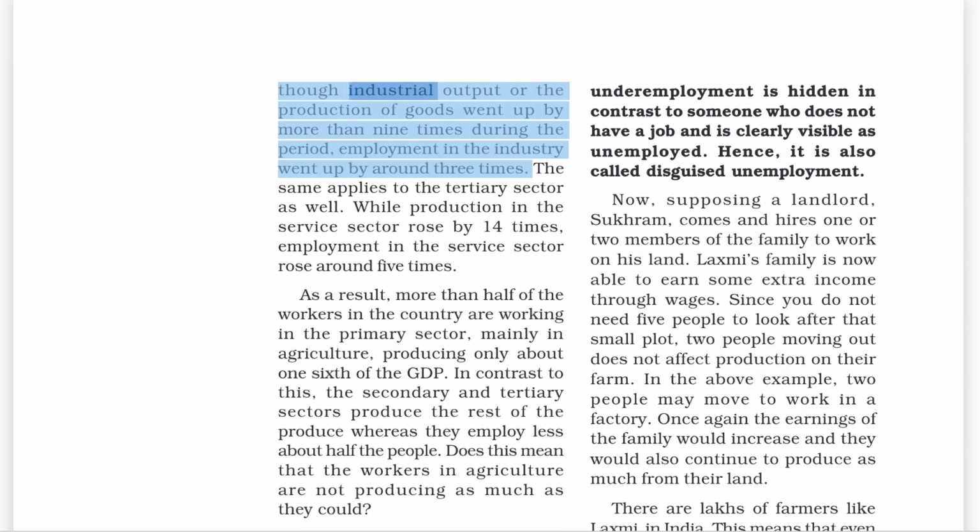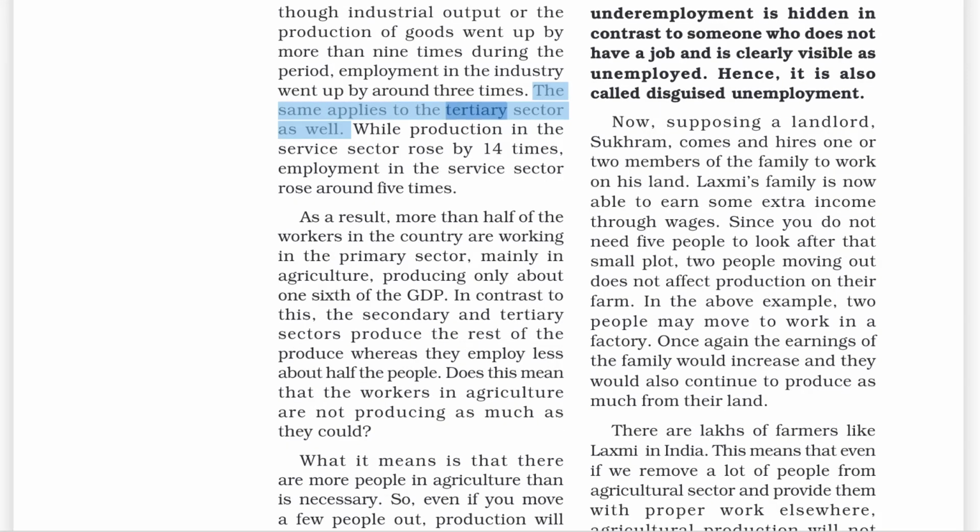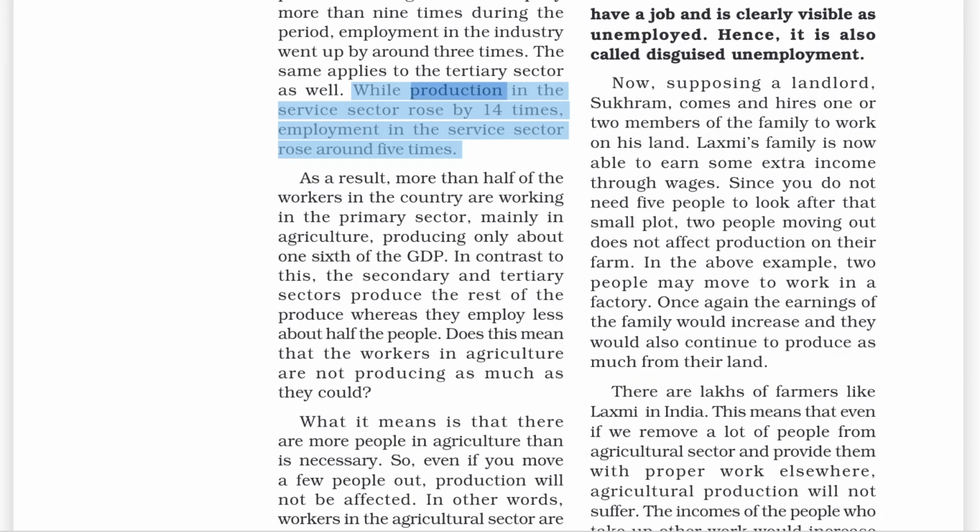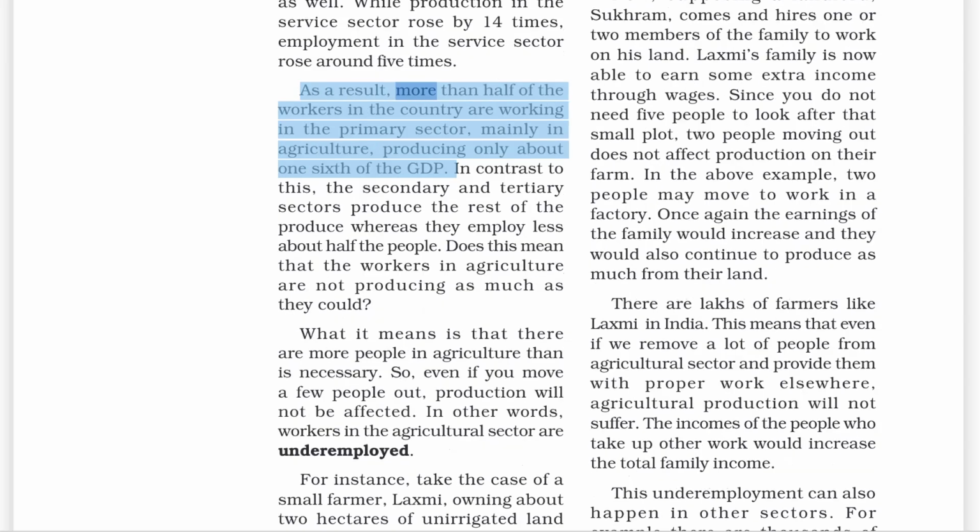Though industrial output, or the production of goods, went up by more than 9 times during the period, employment in the industry went up by around 3 times. The same applies to the tertiary sector as well. While production in the service sector rose by 14 times, employment in the service sector rose around 5 times. As a result, more than half of the workers in the country are working in the primary sector, mainly in agriculture, producing only about 1/6 of the GDP.